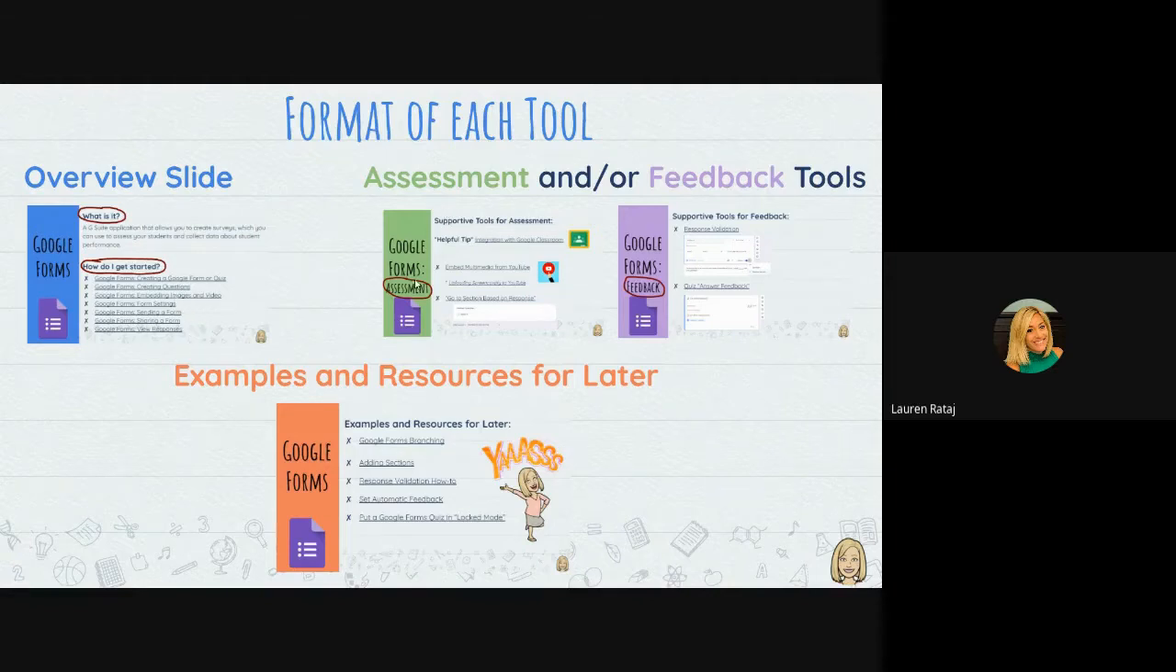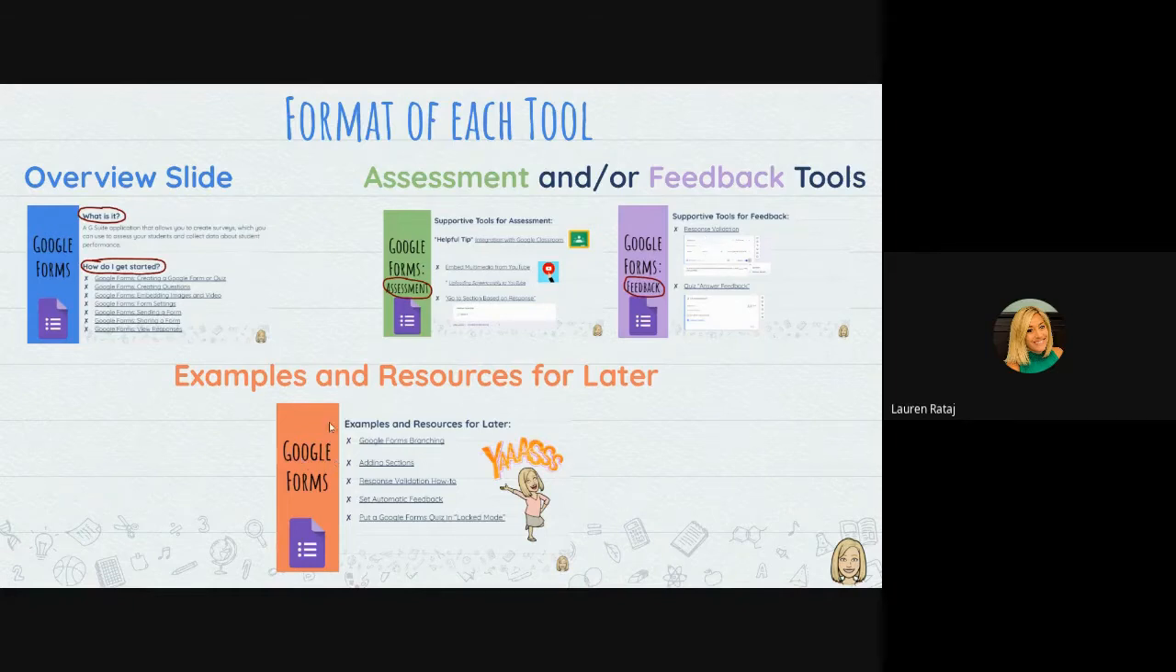And then we'll lead into either, or sometimes both, a green colored slide, that's the assessment, how it can be used as an assessment tool in your classroom. And then that tool also may have color coded purple feedback tools as well. And so here in my example, the first tool we're going to be looking at is Google Forms. It does have both assessment and feedback components to it.